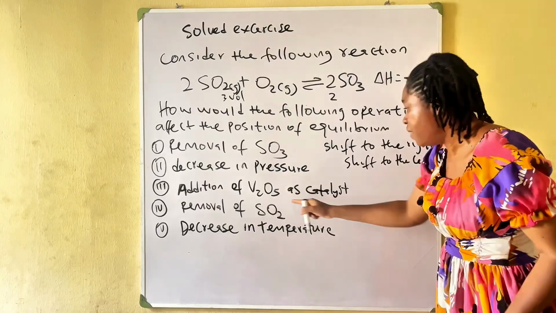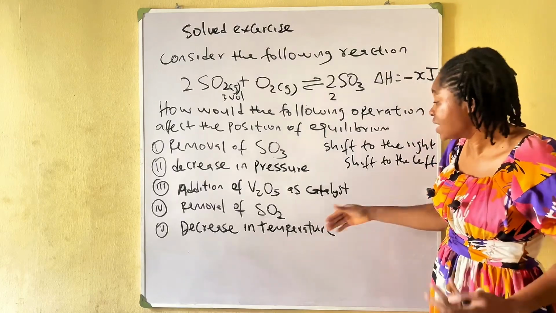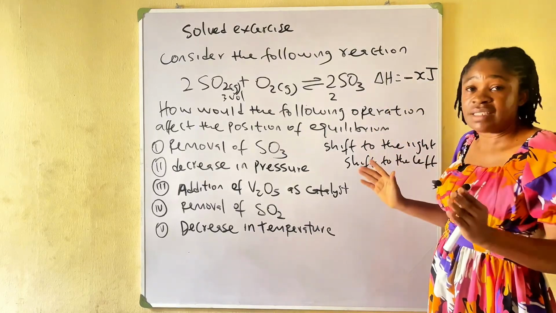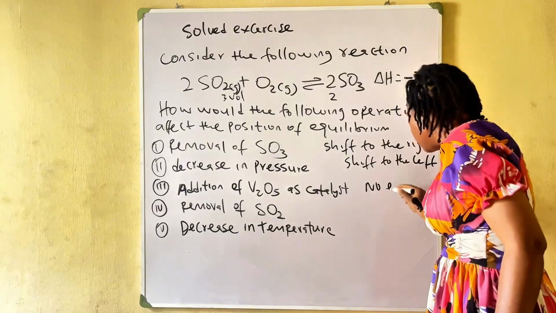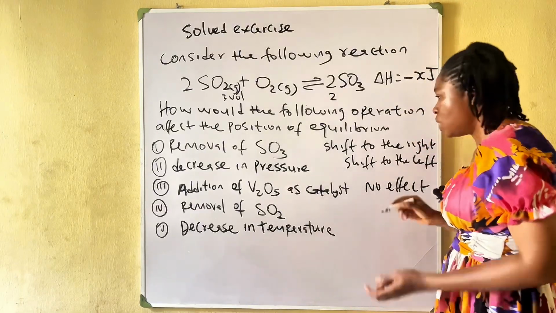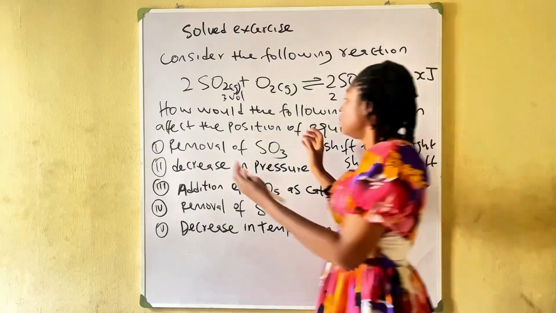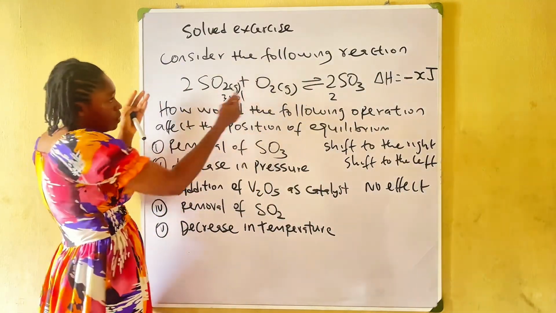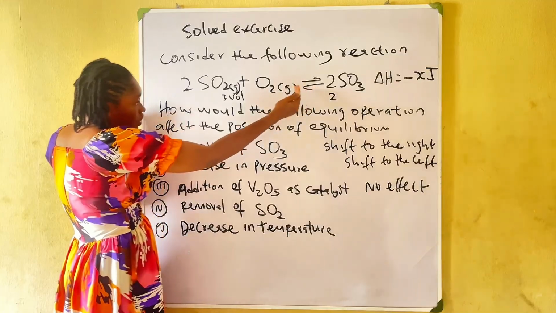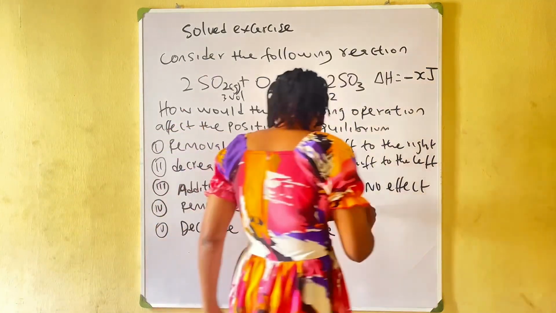What about addition of a catalyst, vanadium(V) oxide, as catalyst? Catalyst does not have any effect on equilibrium position. So no effect. What about removal of SO2? As you remove this SO2, the system is going to restore it back. So it's going to shift to the left.